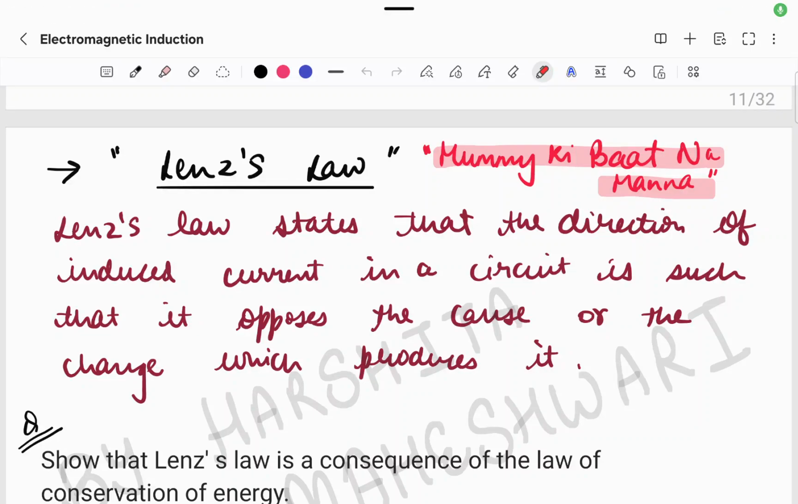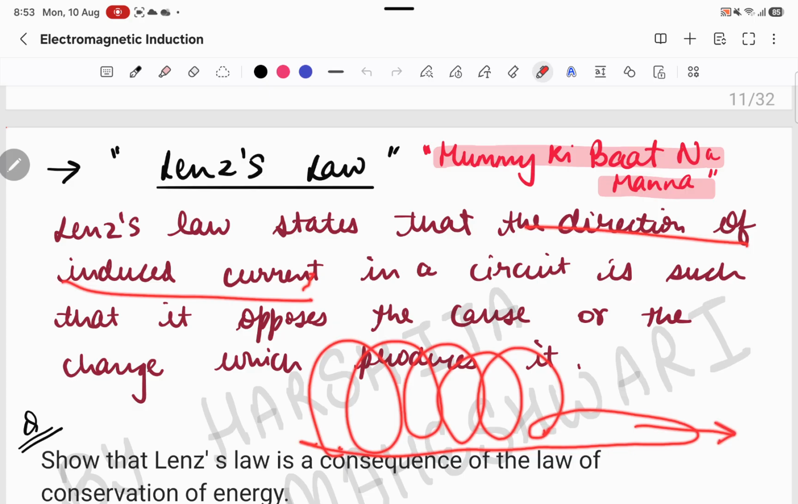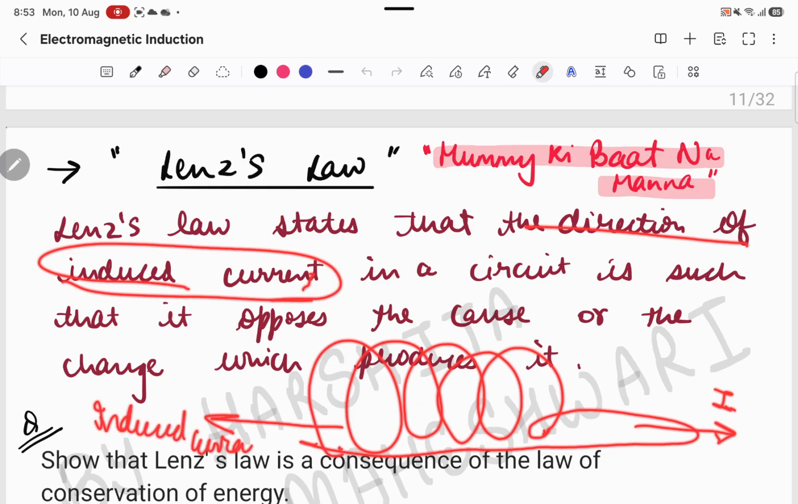Let's talk about Lenz's law. Lenz's law states that the direction of induced current, if I'm taking the right hand thumb rule in this way, this is the curl of my fingers and here I have the thumb direction. So this is the normal direction of current, let's suppose, but when I'm talking about the induced current, it is just opposite of that. So induced current is always opposite of the normal current direction which I'm getting from the right hand thumb rule.